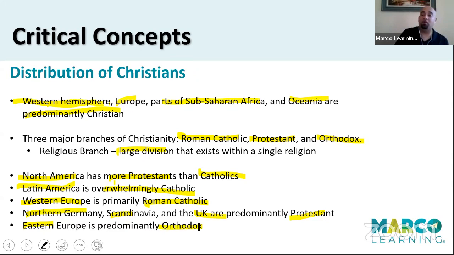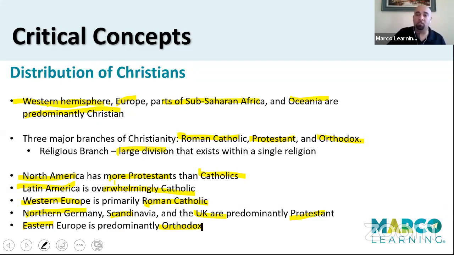So you should have a general idea of that. The most general way of saying it: Western Europe, Catholic; Northern Europe, Protestant; Eastern Europe, Orthodox. It's not perfect, but it gives you the general idea of the religious breakdown.